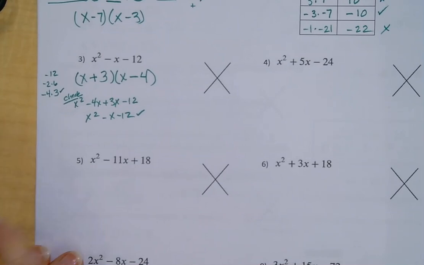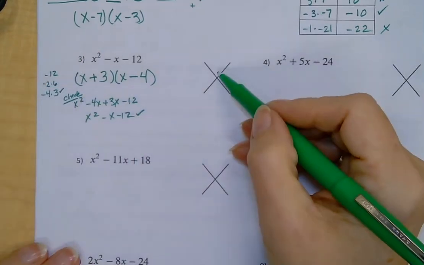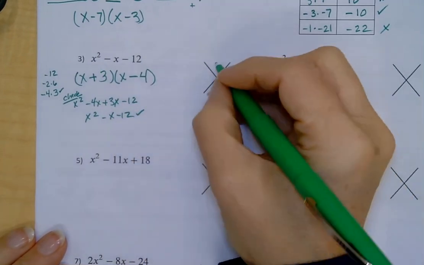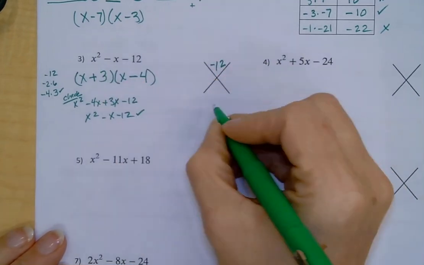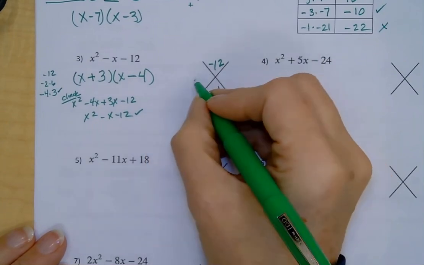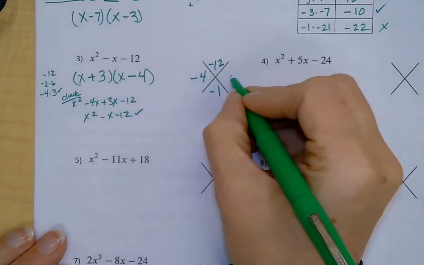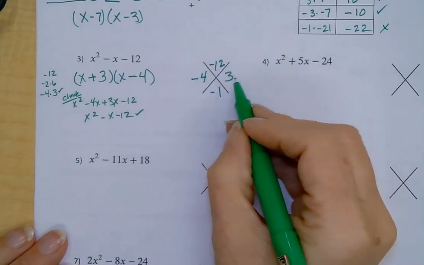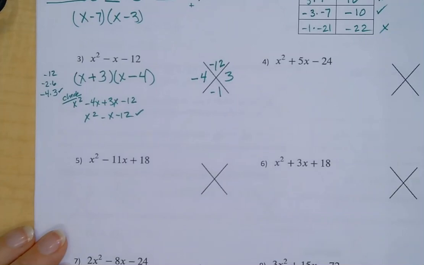Okay, if you had wanted to do this one using your X puzzle, we would put A times C in the top, so -12, and we would put -1 in the bottom. This is where you would be trying to find your factors, -4 and 3. You multiply -4 times 3 and you get -12. You add -4 and 3 and you get -1.